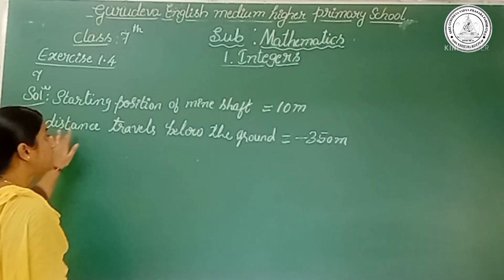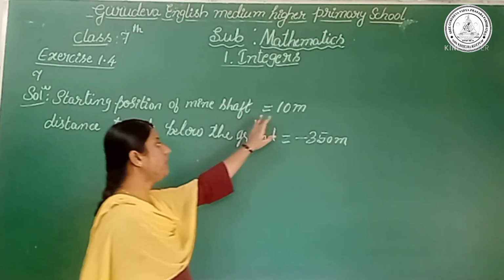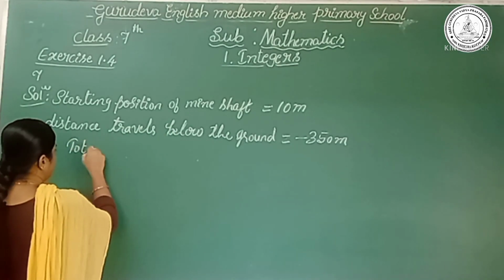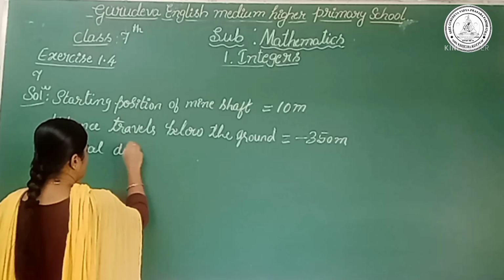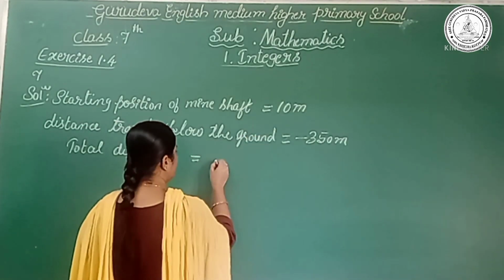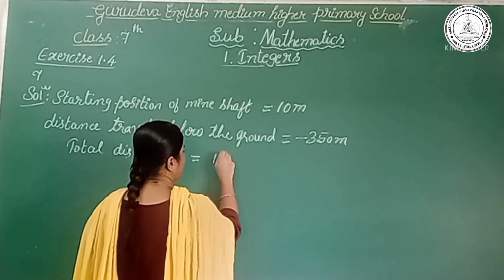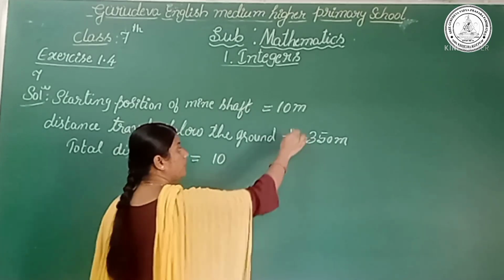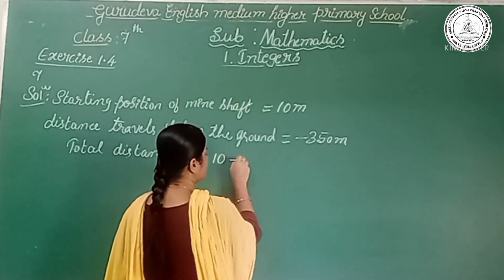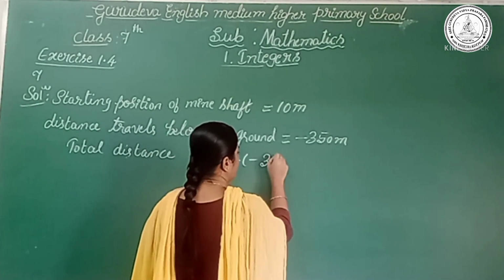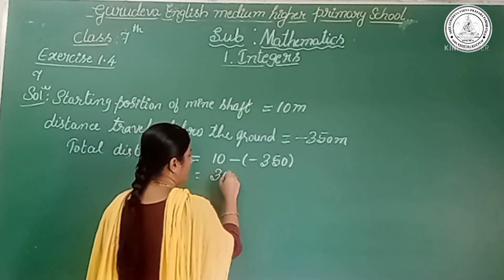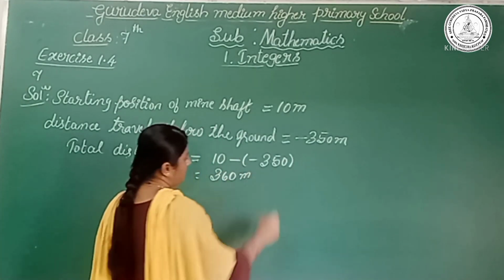Okay, so next, the total distance means we have to add these two. The total distance is equal to 10 meters. It moves in the opposite direction of the ground, so it is minus 350 meters, which is equal to 360 meters.